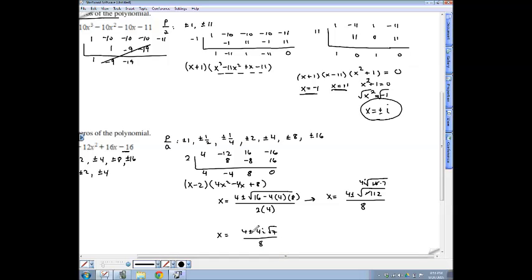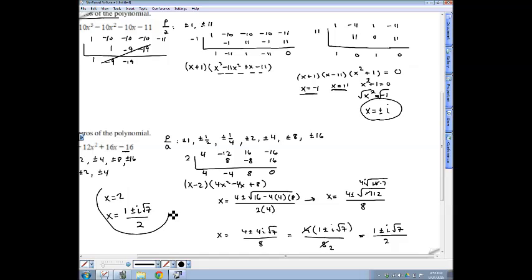Now if you look at the numerator, a common factor there is 4. And then 4 goes into 8 twice. So we've got 1 plus or minus i square root of 7, all over 2. So that counts as 2 zeros. Along with the zero x equals 2, the zeros are x equals 2 and x equals 1 plus or minus i square root of 7 all over 2. Those are the 3 zeros.